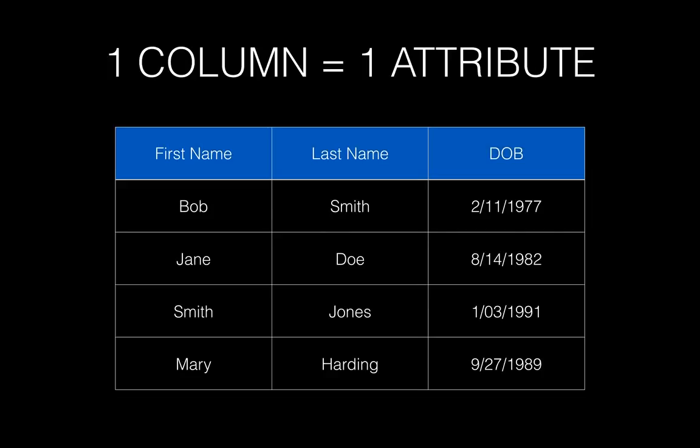Now, say I wanted to search for anyone with the last name Smith. It becomes easier because I can tell my database management system to search only the last name column for Smith, whereas you can see we have someone whose first name is Smith. And that wouldn't work if we only had one column.